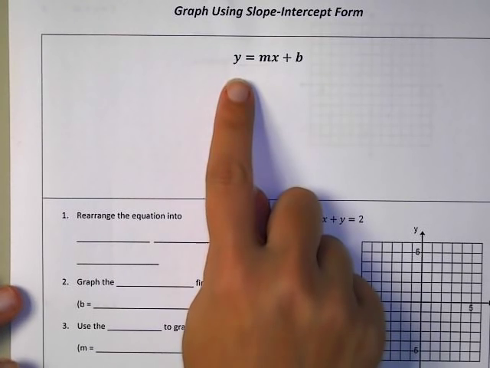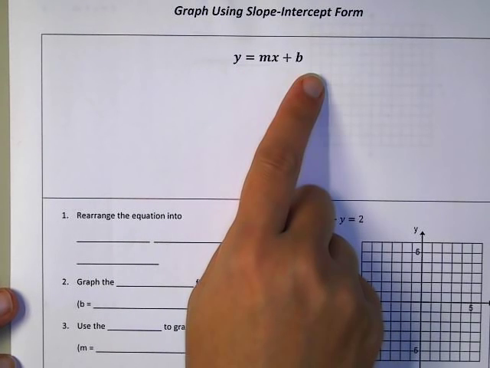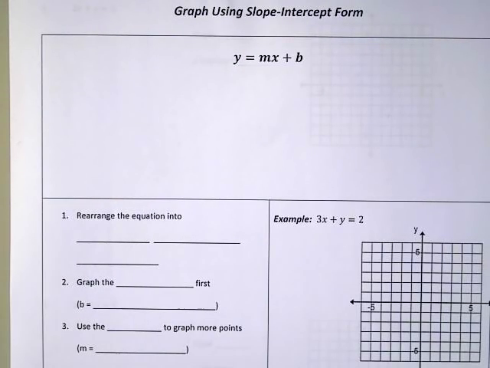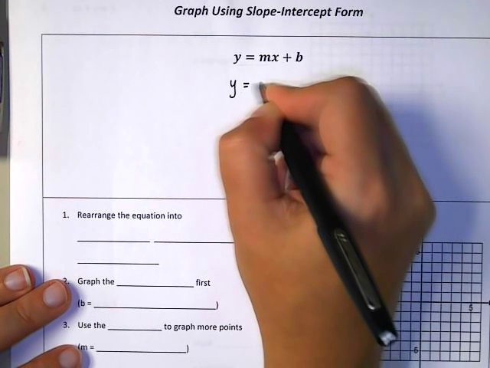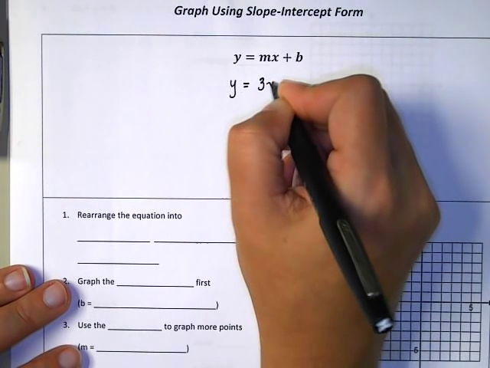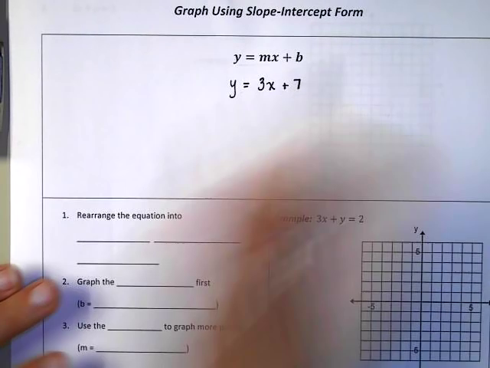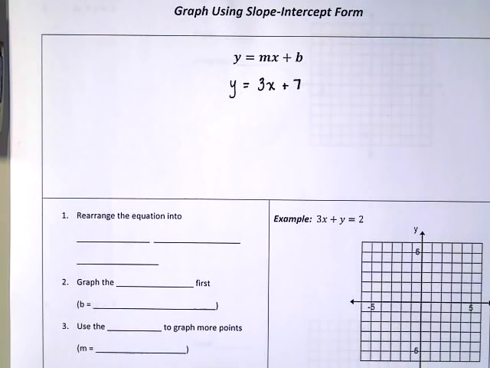So you may have seen this before, y equals mx plus b. This is what's called slope-intercept form of an equation of a line. And in this equation, there are usually numbers. For example, y equals 3x plus 7. Now those numbers tell you special information about the graph.